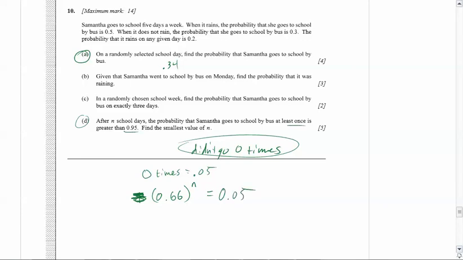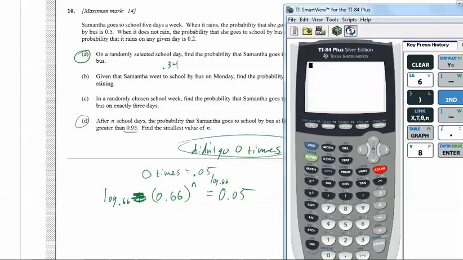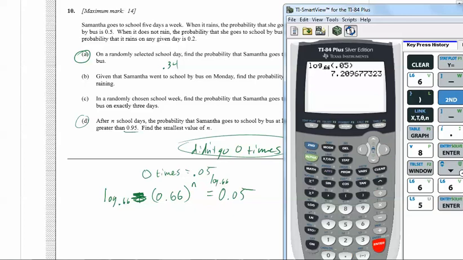The easiest way to solve it is just go log 0.66, right? That's an exponential. To get rid of an exponential, I just take the log. So I go log 0.66, and then you should be able to pull up your calculator, and we just go alpha F2, and you've got your log base there. So we go log base 0.66 of 0.05, and you'll find that we get 7.2. So the 7th one wouldn't be enough, so it has to be the 8th day, so 8 days.